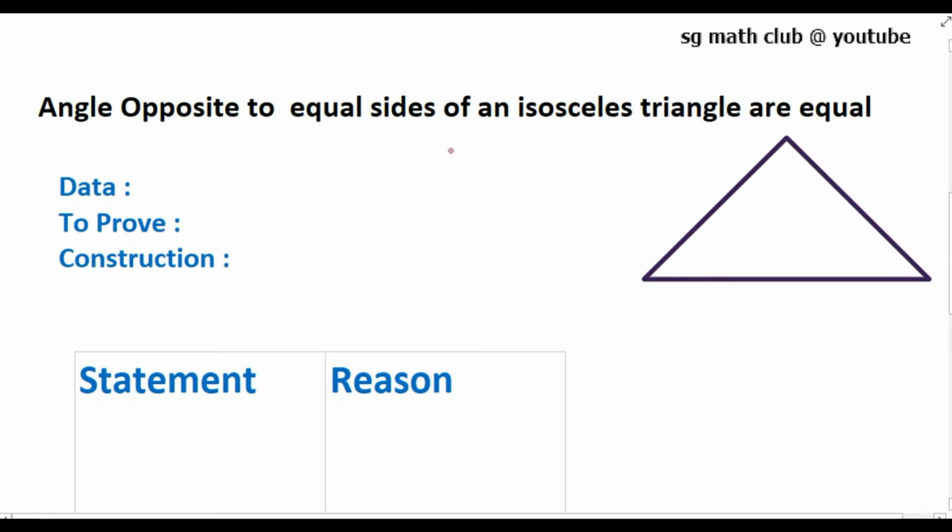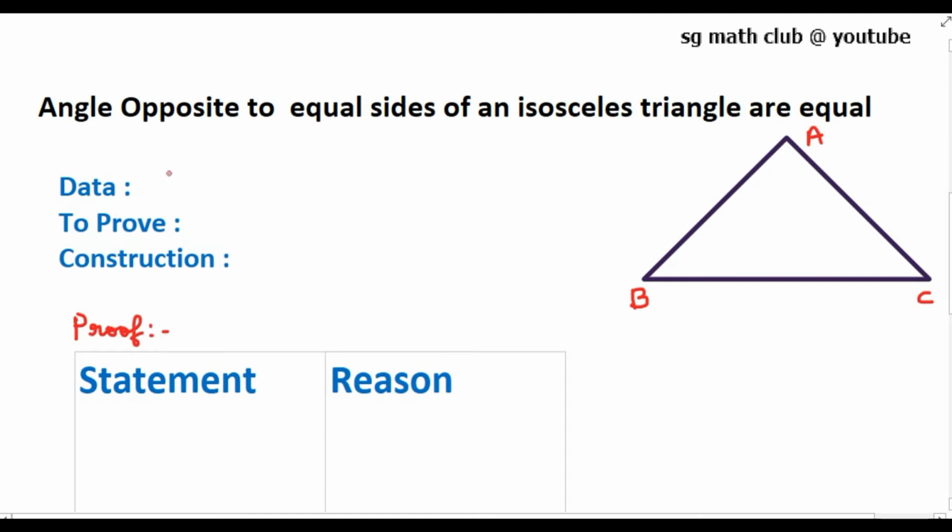Sometimes the question may ask like this: prove that angles opposite to equal sides of an isosceles triangle are equal. We know in proving the theorem, the first step is we need to draw the figure. Since it is an isosceles triangle, I have drawn the isosceles triangle ABC. The second step is you need to write the data. Third step, you need to write what is to prove. Then construction, if it is required, we need to draw the construction. And finally, statement and reason. So this is the proof part. It consists of two things, statement and reason.